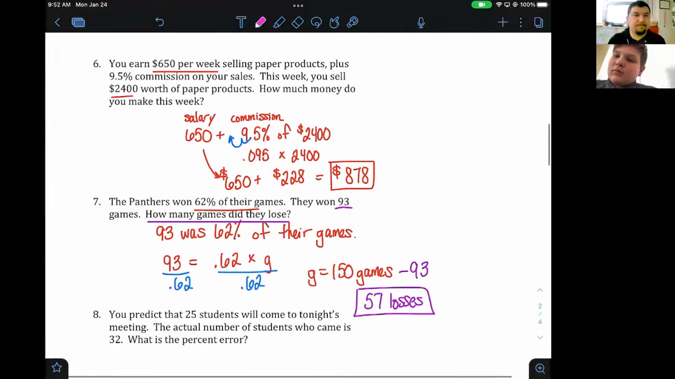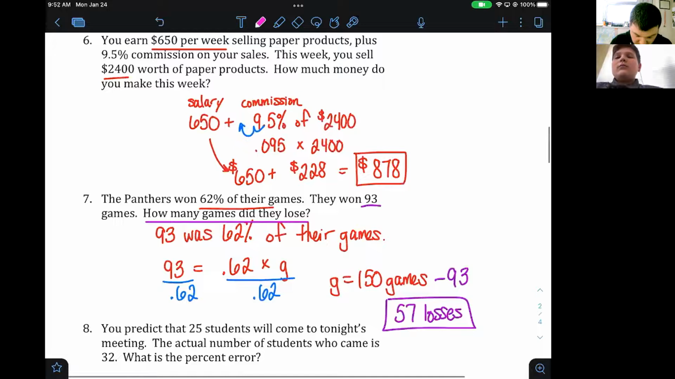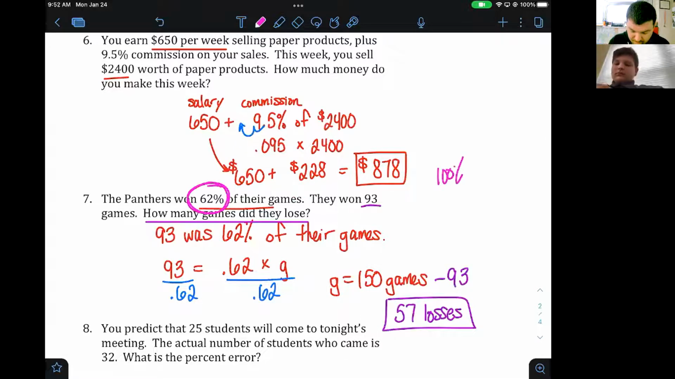Losses. There is another way you could do this. Not that you necessarily would need to, but if they won 62% of their games, if you do 100% minus 62%, and maybe some of you were thinking this, 100 minus 62 is just 38%. That means they lost 38%, and we could have just used 38% instead of 62% and gotten our answer.